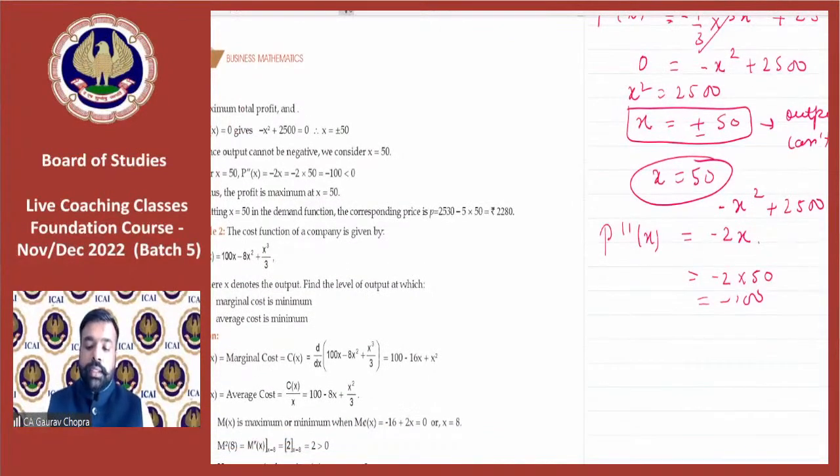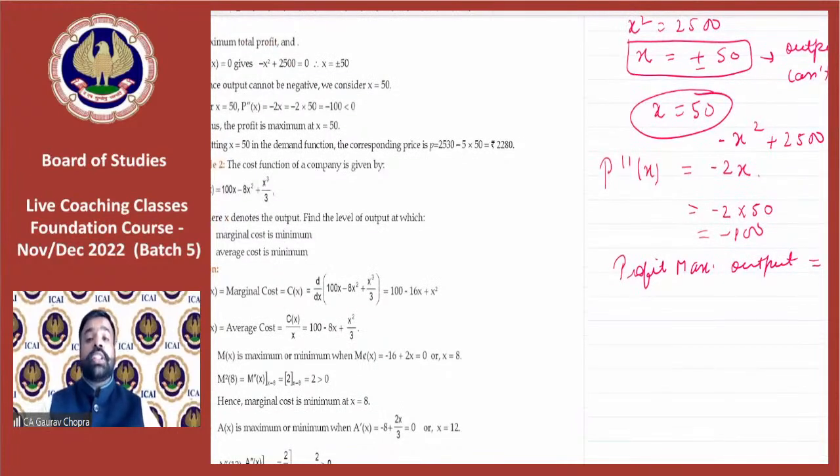Now, since this given value is less than 0, this denotes that 50 is having the maximum profit. At 50 units of output, the profit will be maximum. So profit maximizing output will be equal to 50.